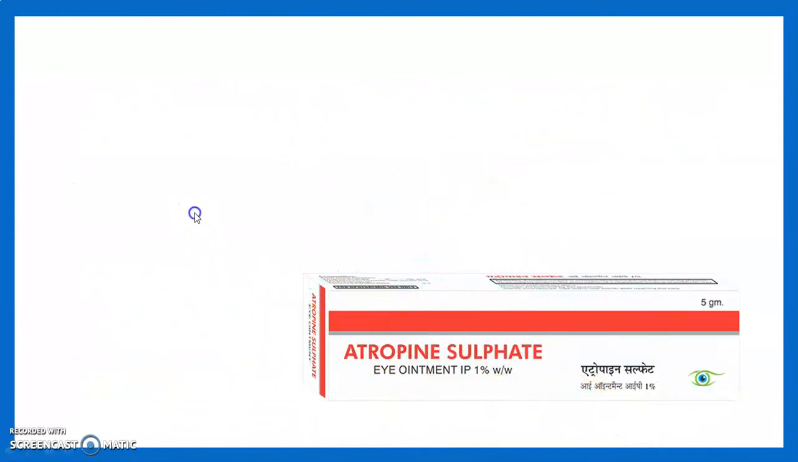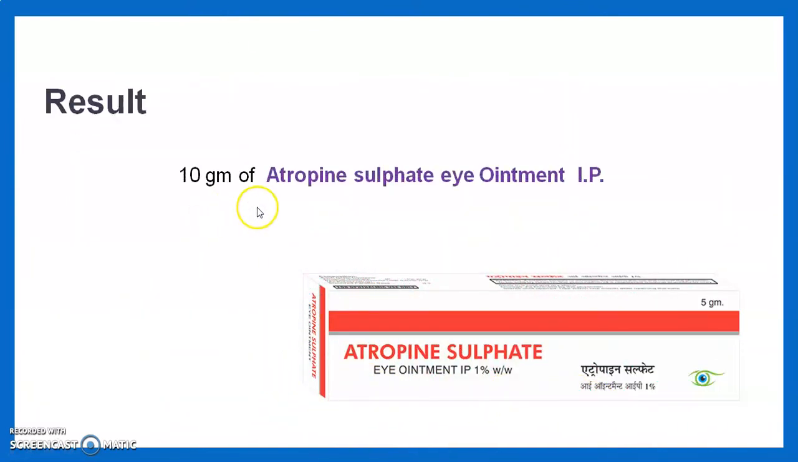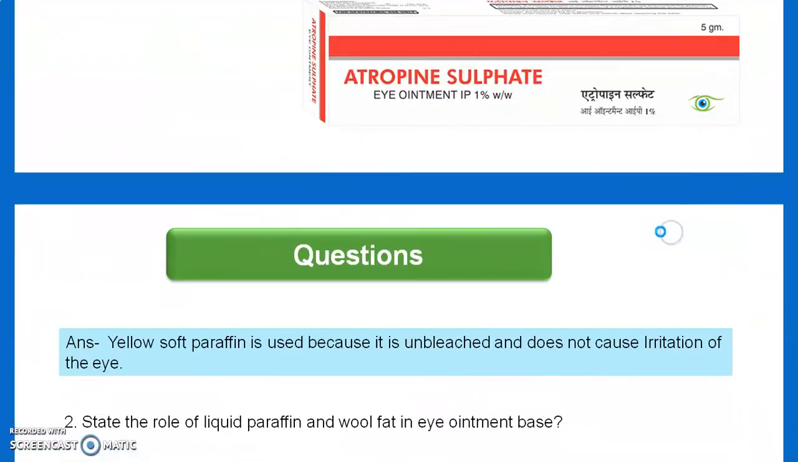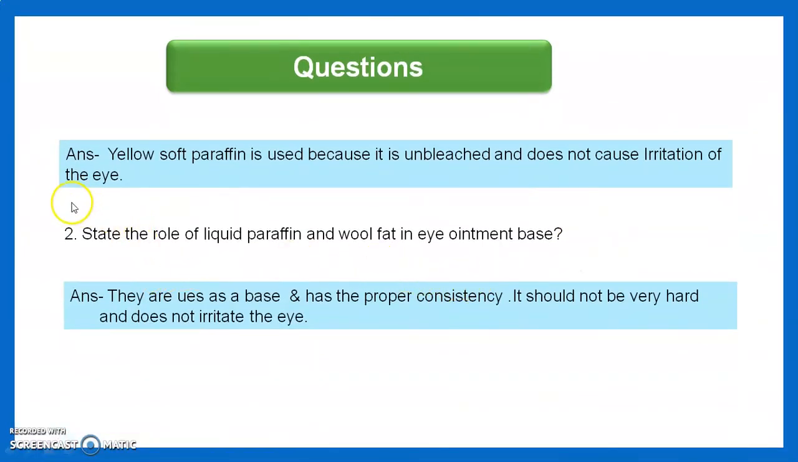Then we move toward the result. The result should be written as: 10 gram of atropine sulphate eye ointment IP is submitted in a well closed container with a neat label. Then we move toward the question answer session.